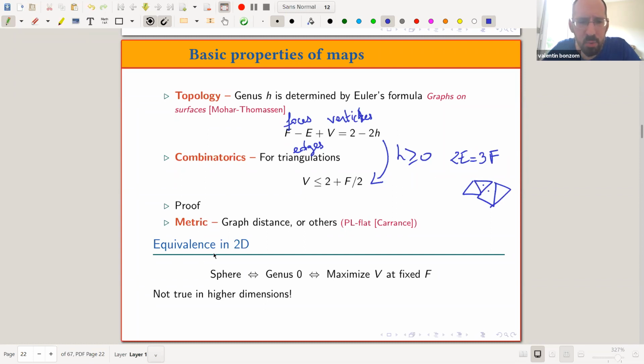In particular, in 2D, there's this equivalence that the sphere is like having genus 0, and it's like maximizing the number of vertices at fixed number of triangles. So if I try to maximize the number of vertices on my surface, it has to have genus 0. So basically, you have a combinatorial statement that implies a topological constraint on the genus. But this is not true in higher dimensions. So this is very special.